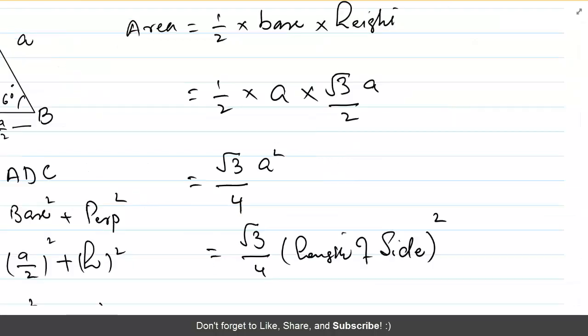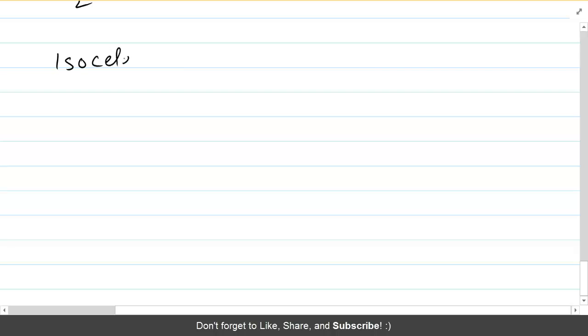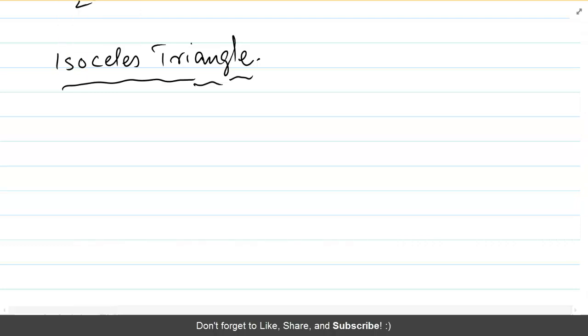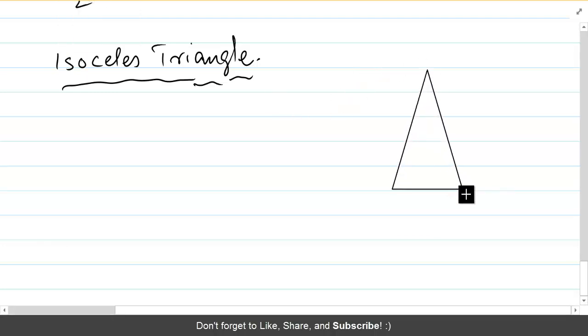If we were to do another class of triangles, which is called isosceles triangles, an isosceles triangle is such a class of triangle in which only two sides are equal. So let's draw another triangle here. This is an isosceles triangle in which clearly this side and this side appear to be the same.